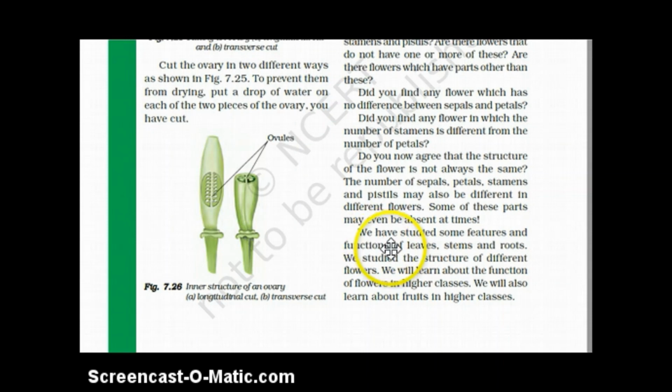So students, we have completed this chapter. In this chapter we have studied the various parts of a plant, then we have studied the different parts like stem, leaf, root and flower in detail. And in higher classes you will further study about these parts in more detail.